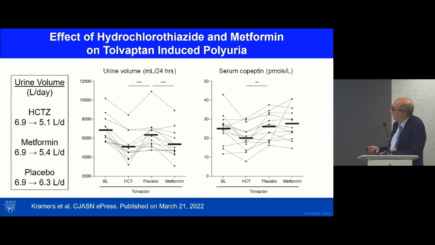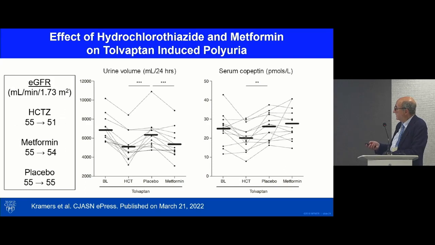With hydrochlorothiazide, urine volume went down from 6.9 to 5.1 liters, and with metformin from 6.9 to 5.4 liters. With placebo it also went down, but not as much. So this looks quite promising. However, looking at the changes in renal function with hydrochlorothiazide, the GFR went down from 55 to 51. That's not necessarily surprising, and as long as it doesn't keep going down faster, it's not an issue. With metformin, the GFR did not change, and with placebo, it did not change.